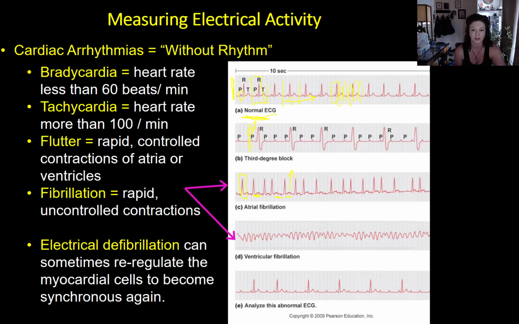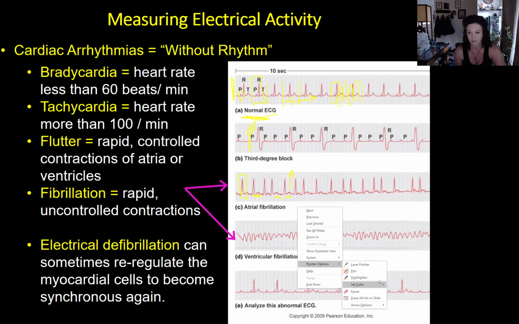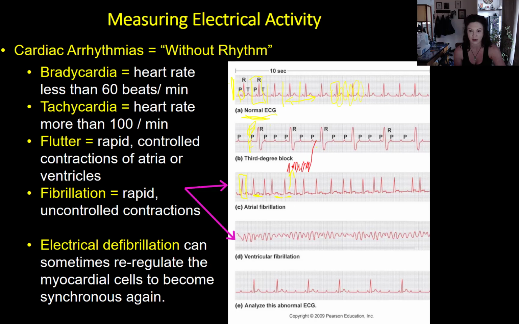So if we were to zoom in on this, it would look like this. So if we zoomed in here, and then your QRS wave. So clearly this is way, way too many peaks. You're only supposed to have one. Okay? That's how you can tell the atria are fibrillating. They're beating irregularly and too often.